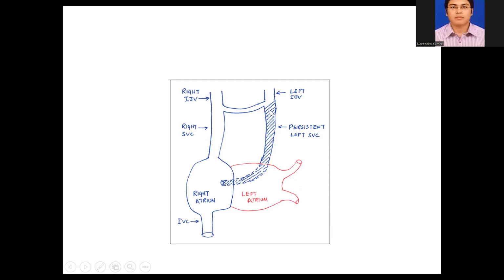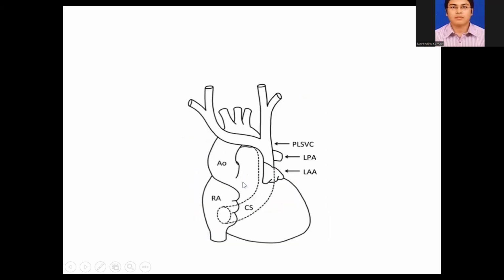So what will happen? Once you give a contrast to the left arm, this will come and opacify the left atrium and left ventricle first, and then the right atrium and right ventricle later. And this is not there. This is obliterated completely. So this is known as unroofed coronary sinus.